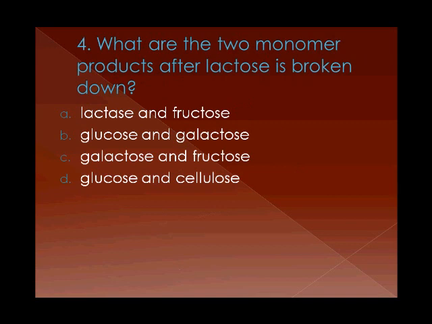Fourth. What are the two monomer products after lactose is broken down? A. Lactase and fructose, B. Glucose and galactose, C. Galactose and fructose, or D. Glucose and cellulose.